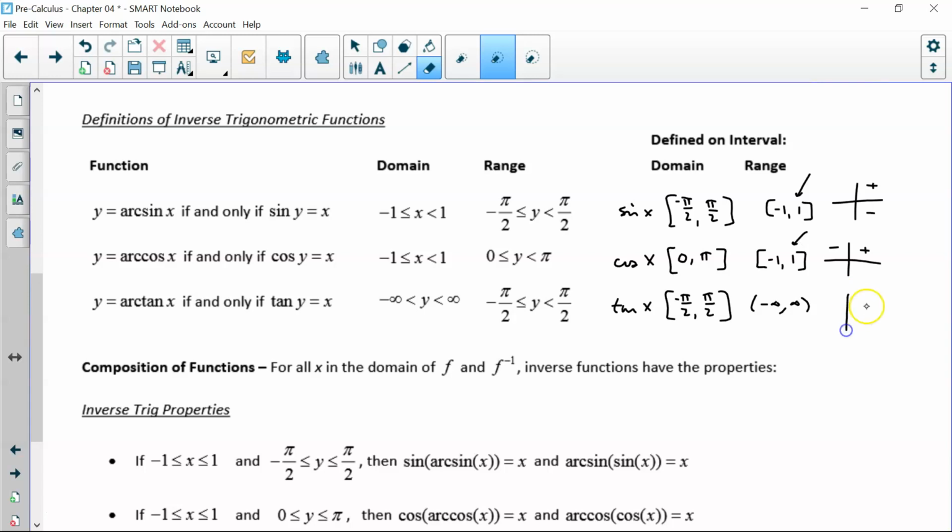Now for tangent, we're looking in quadrants 1 and 4. 1 if it's positive, 4 if it's negative. And we can find the arctangent of any number.